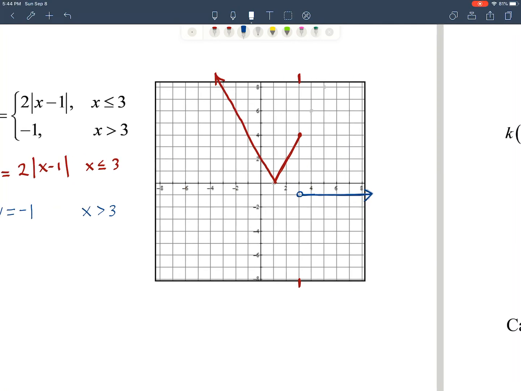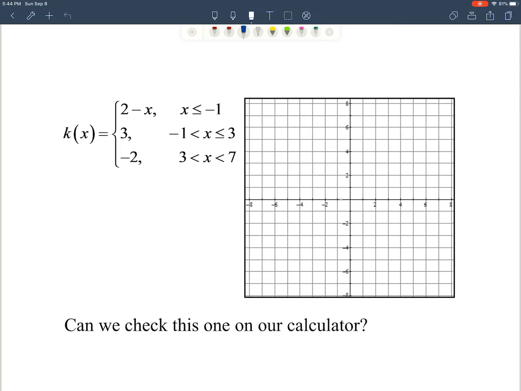Let's move on to the next one. So now we have 3 parts to this function. This one would be like saying y is equal to, and I'm going to flip it around just for graphing purposes, -x plus 2 when x is less than or equal to -1. It'd be like y is equal to 3 from -1 to 3, and then it's y equals -2 from 3 to 7.